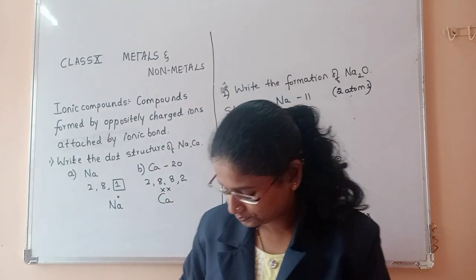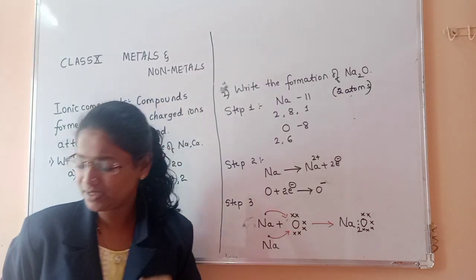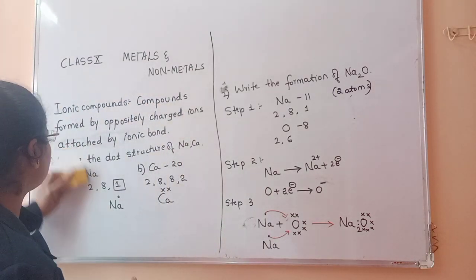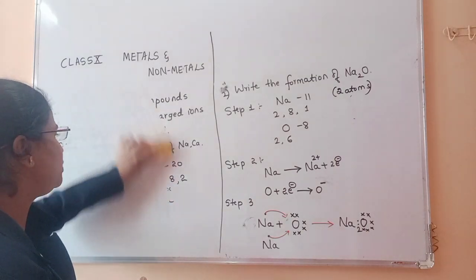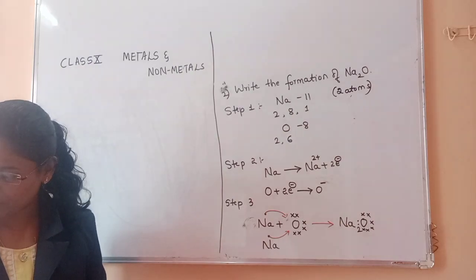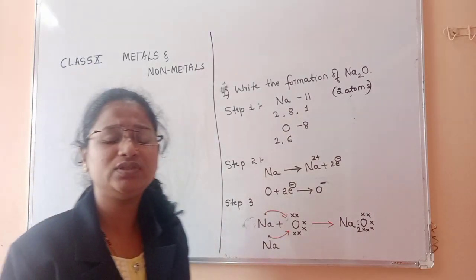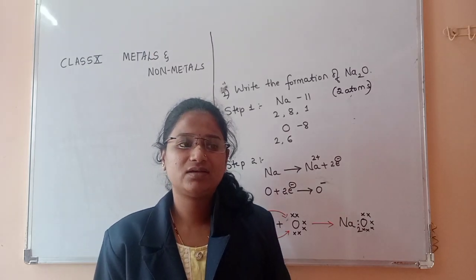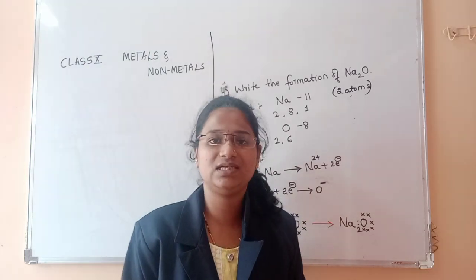Okay. Now, let us study the properties of ionic compounds. What are the properties of ionic compounds? We got to know the definition. Properties means how they look and how they react. That is all we are going to learn. For that, we have to perform certain activities.